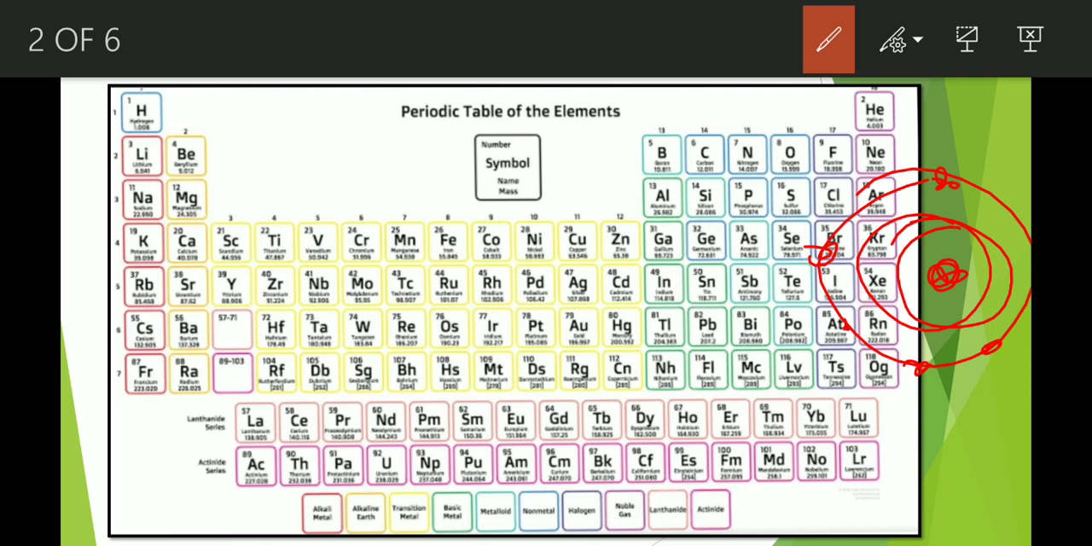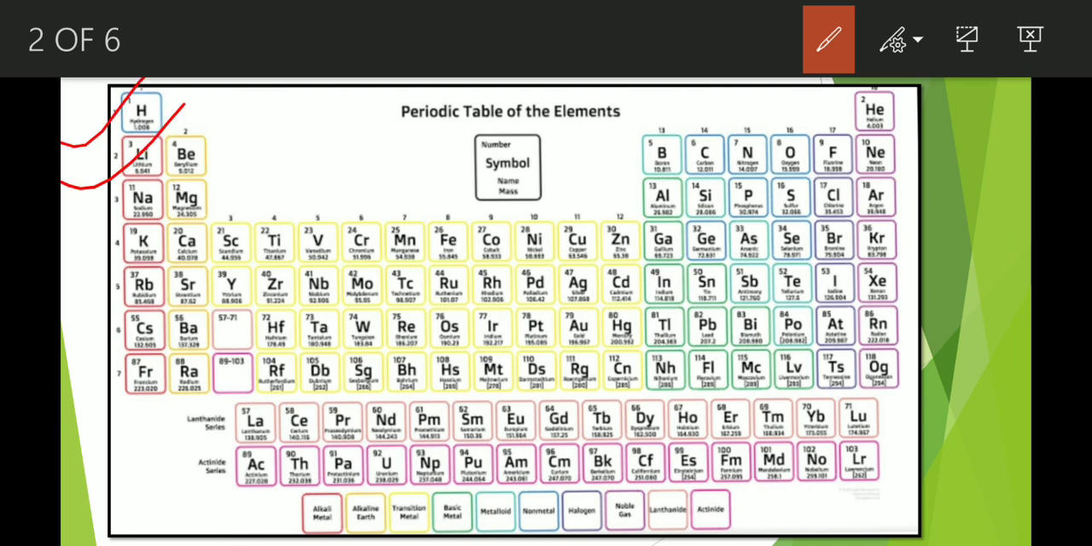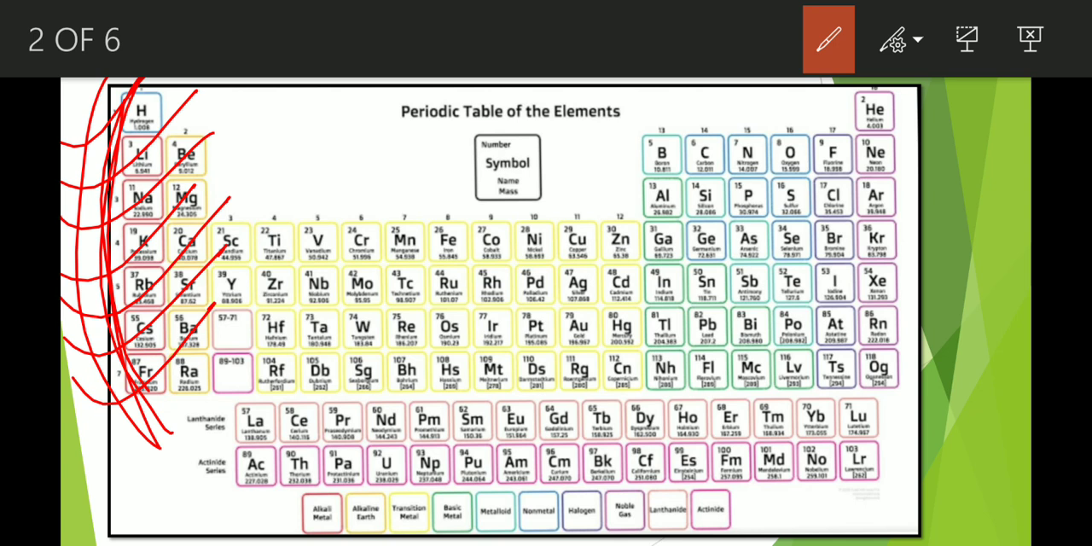Clear? Now, in the periodic table, there are several horizontal rows. Those we call periods. See, there are 7 periods in total: 1, 2, 3, 4, 5, 6, 7. All these are the horizontal rows. These are known as periods.